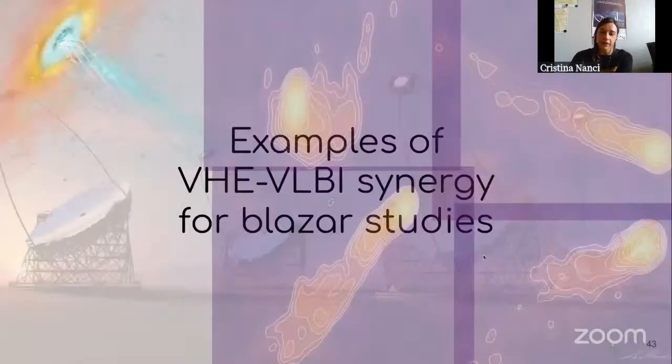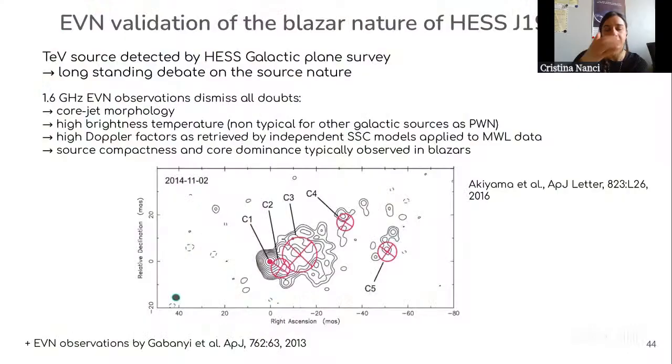Okay, so now we can move to the examples on VHE energy and VLBI synergy for the study of blazars. I will start with this source, the TeV source J1943, that was detected by the H.E.S.S. collaboration during a galactic plane survey. It was found by chance, and indeed there was a long-standing debate on the nature of this source because of the peculiar position in the sky. We usually don't observe blazars in the TeV sky on the galactic plane.